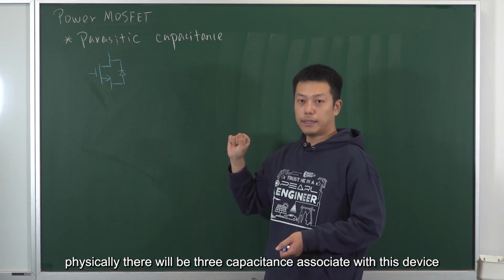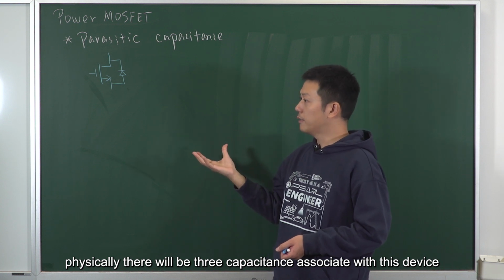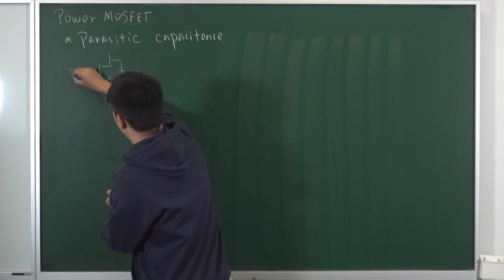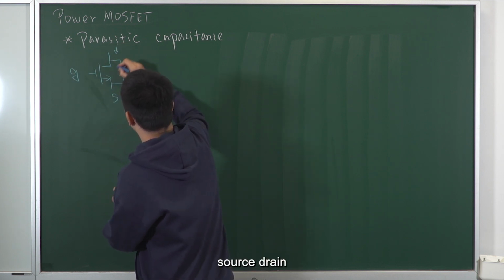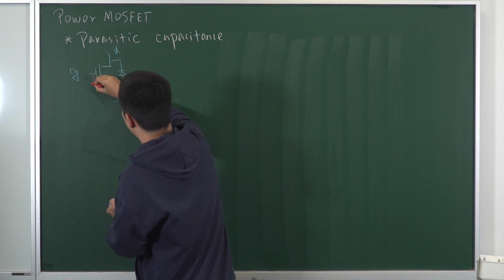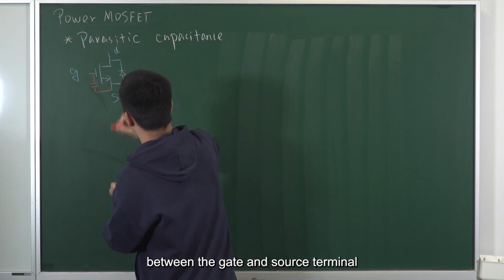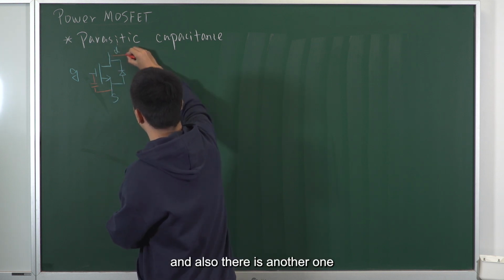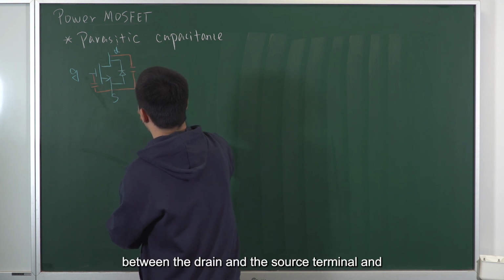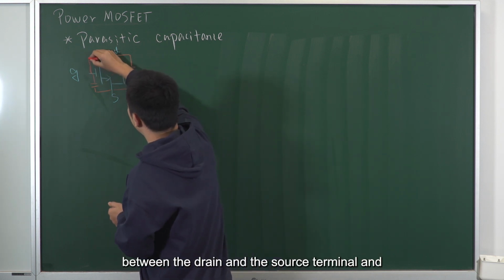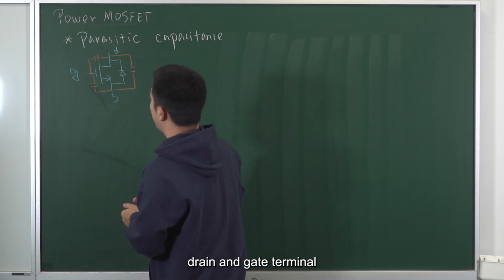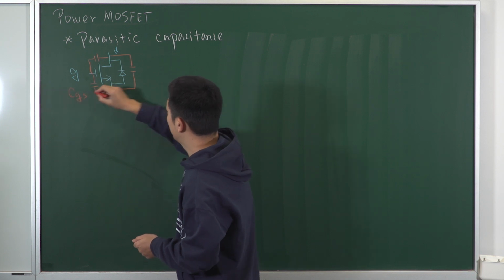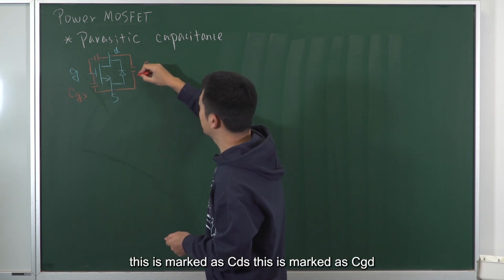Physically, there will be three capacitances associated with this device. Like this is gate, source, drain. Between the gate and the source terminal, and also there is another one between the drain and the source terminal, and drain and the gate terminal. So this is marked as CGS. This is marked as CDS. This is marked as CGD.